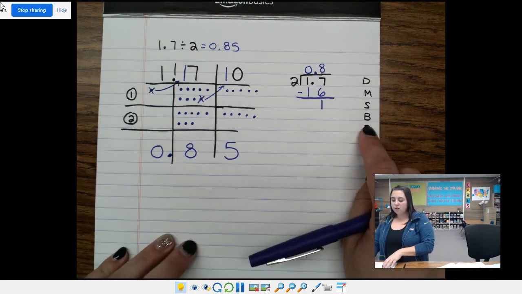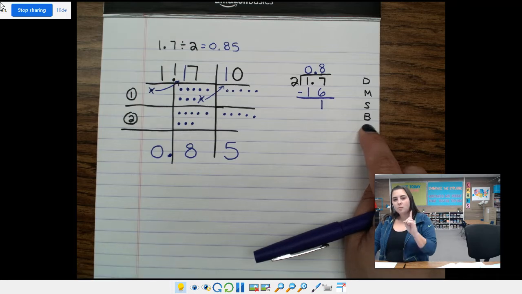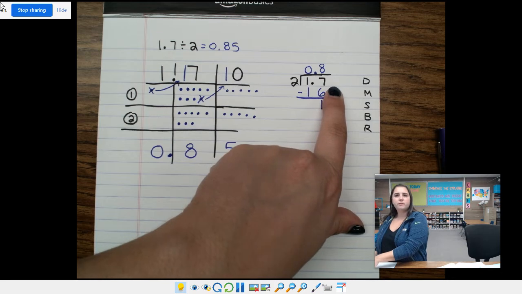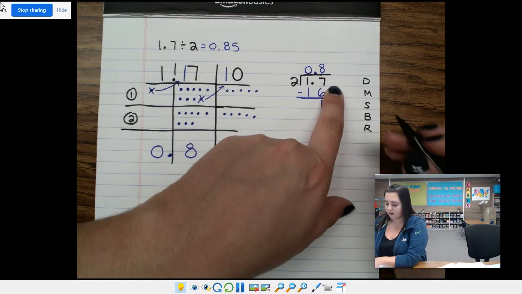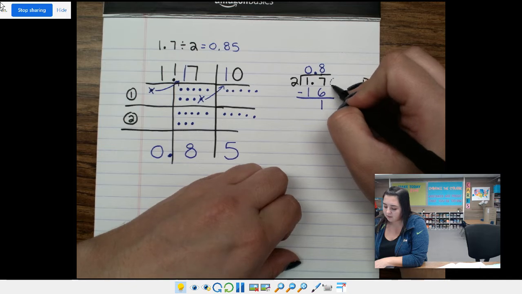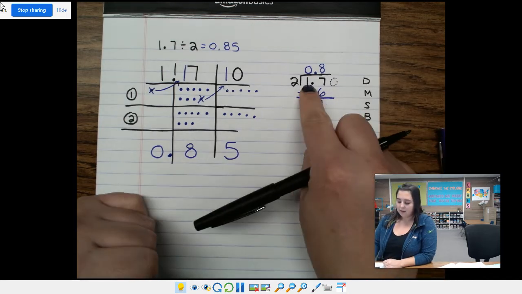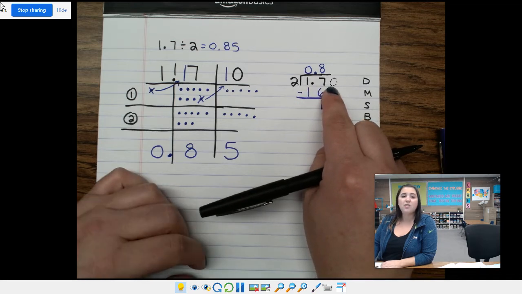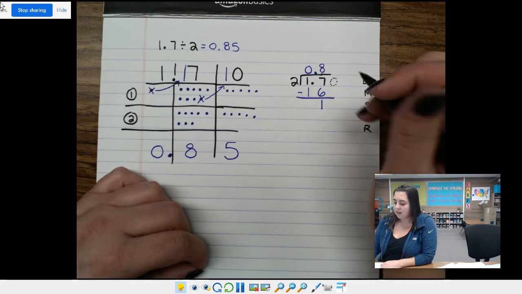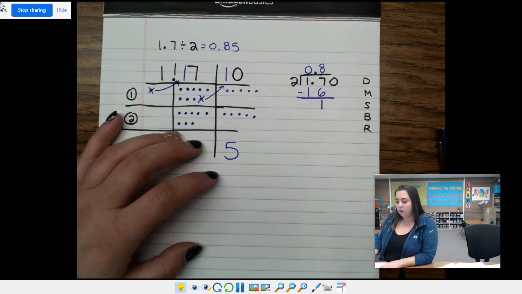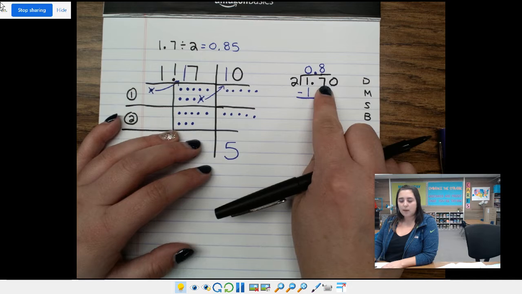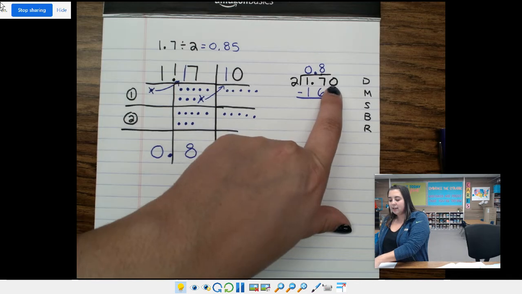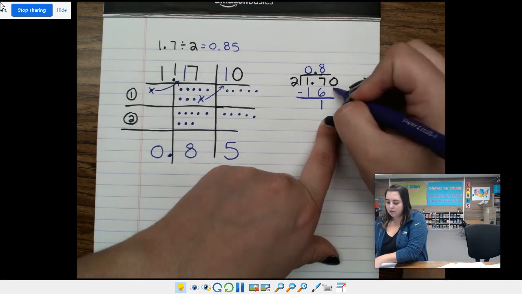So here's what we do. We don't have anything to bring down. But yes, we do. Can you see right here next to the 7? There's something invisible there. There is an invisible 0. Because 1.7 and 1.70 are the exact same thing. That 0 doesn't change the value of my 17/10. I'm just showing that there's nothing in the hundredths. So I can keep adding zeros that I can bring down.